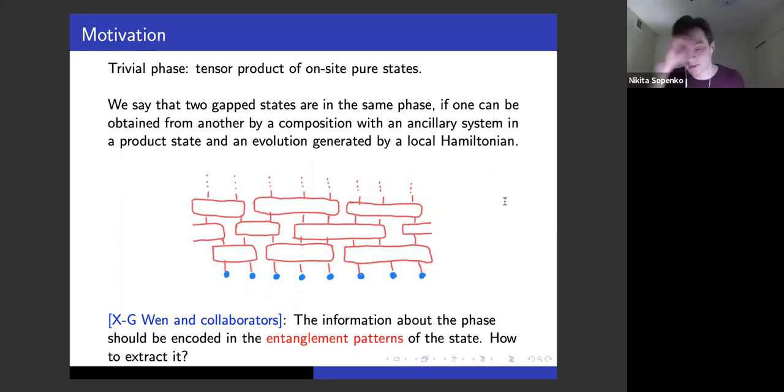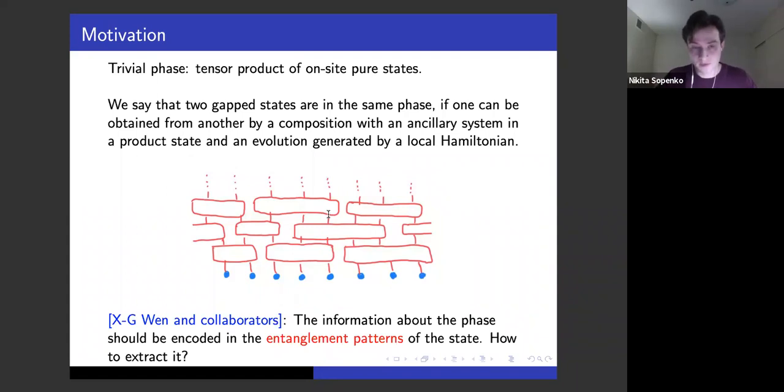Schematically, what we're trying to do is classify states which are connected with each other by some evolution by local Hamiltonians. In physics, people usually approximate this evolution by this kind of picture where each block corresponds to some unitary operator, so it's just an exponent of some local Hamiltonian. But that's, of course, just an approximation and just a schematic picture.